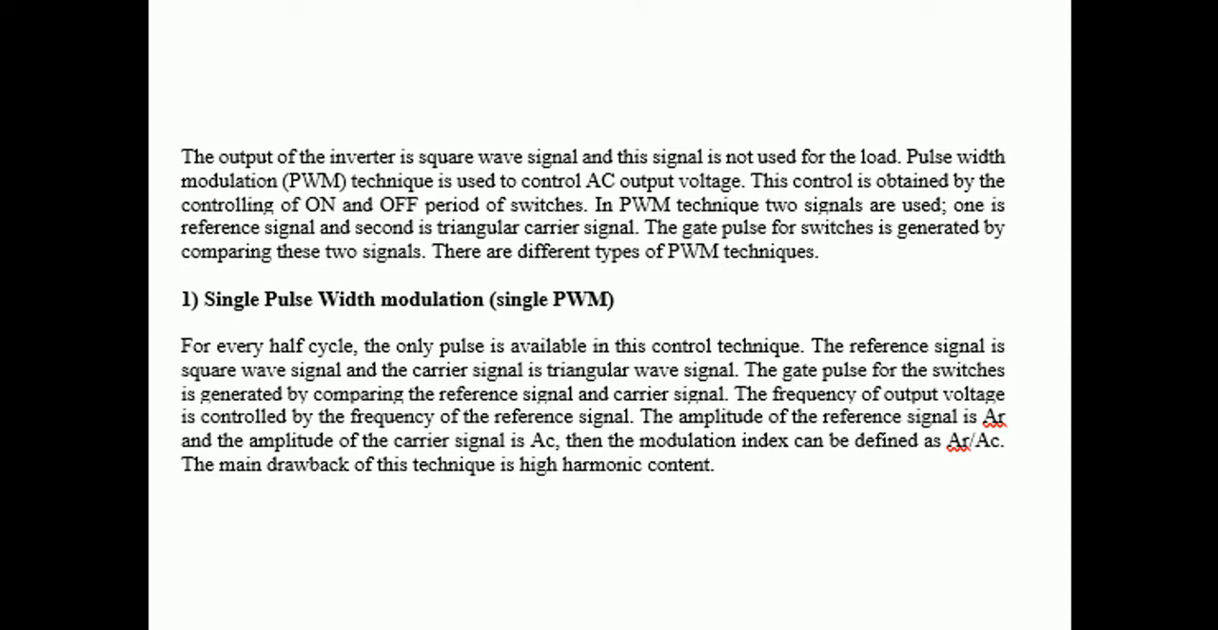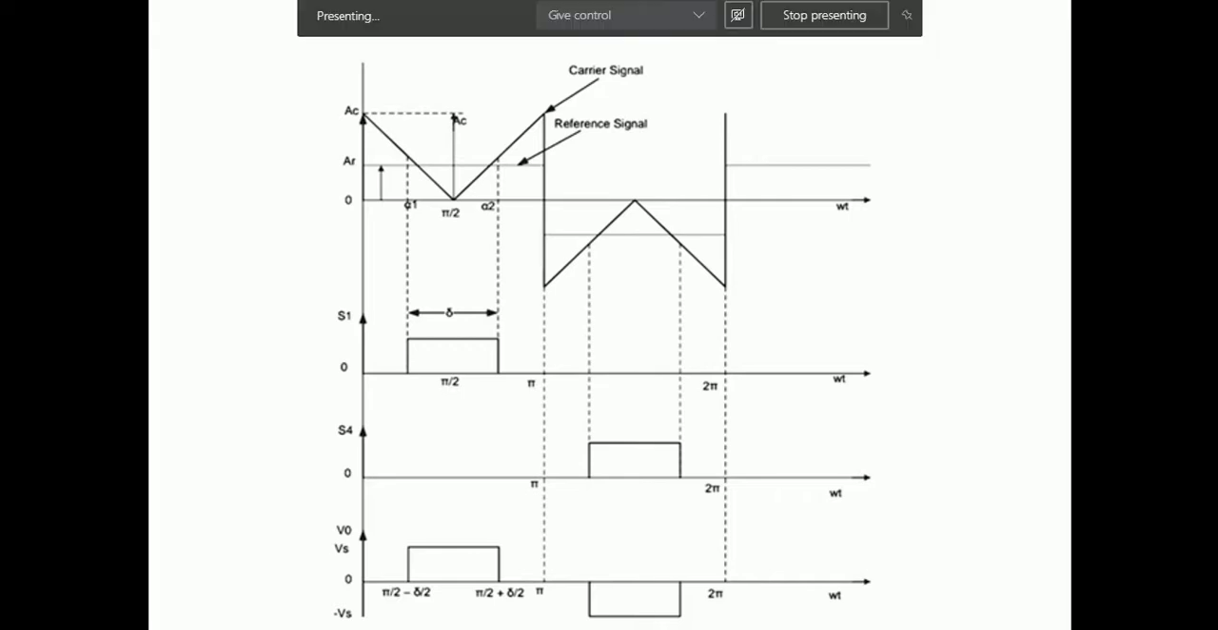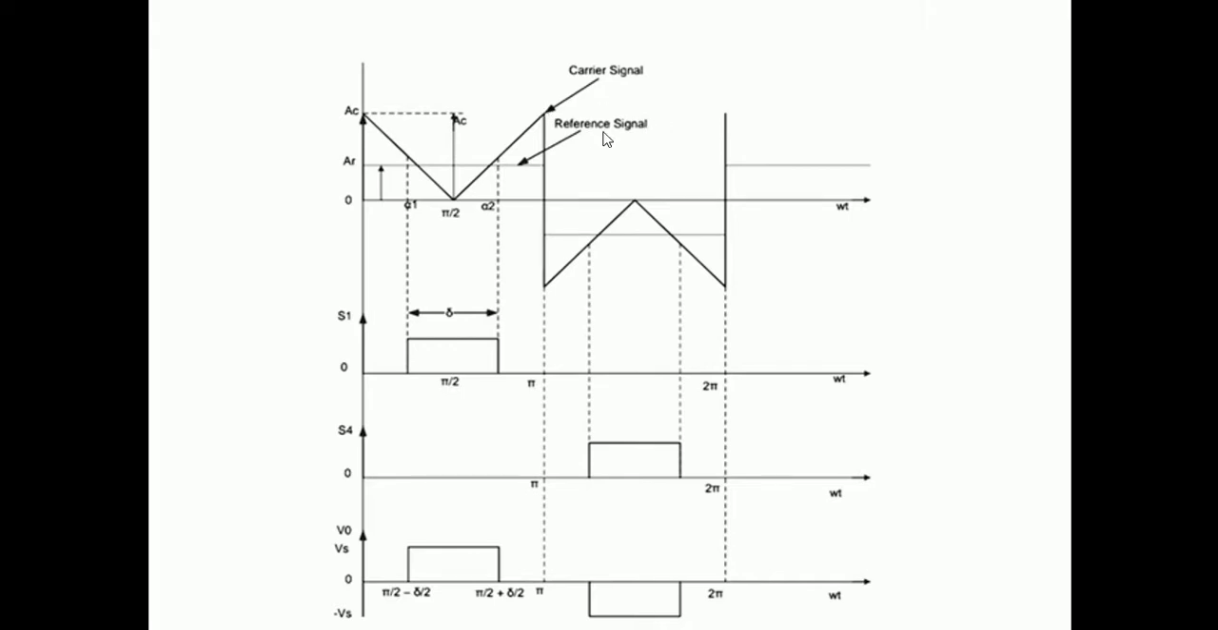So the single pulse width modulation technique. Here we can see that this is the reference signal, and this is the carrier signal. So reference minus carrier will give you the pulse. Similarly, reference minus carrier gives the pulse for the second switch. So the overall signal will be like this. So this is how the single pulse width modulation occurs.